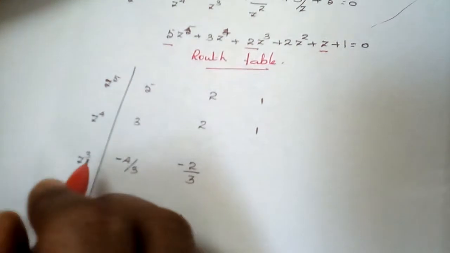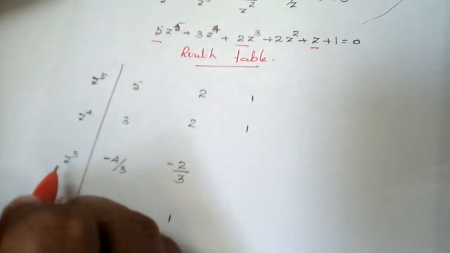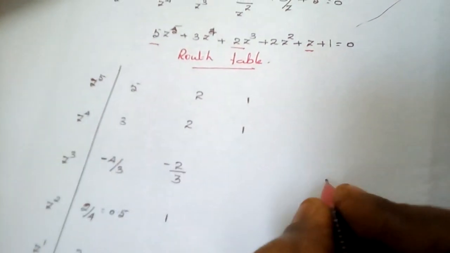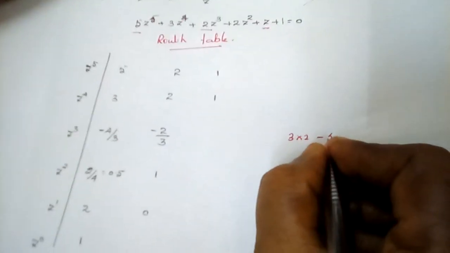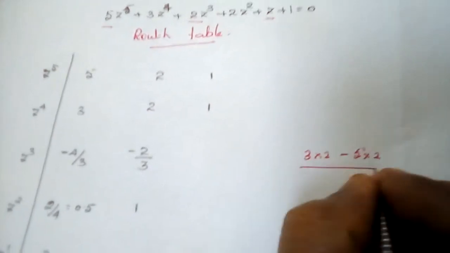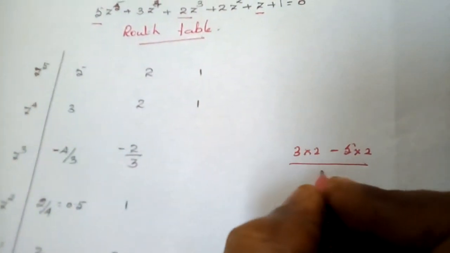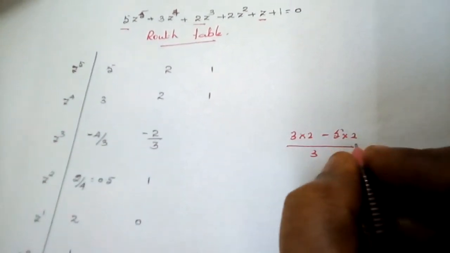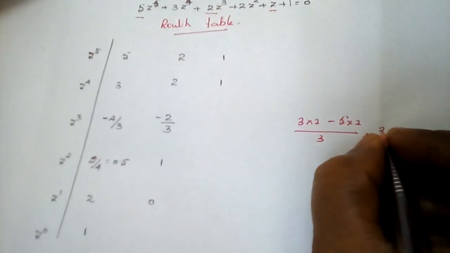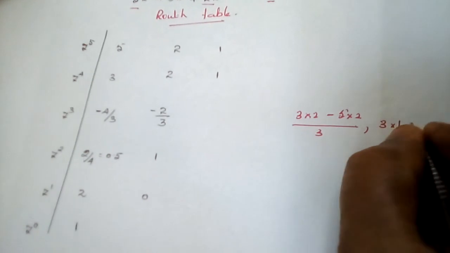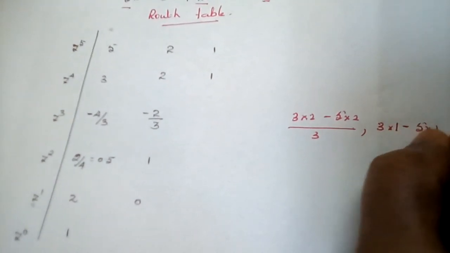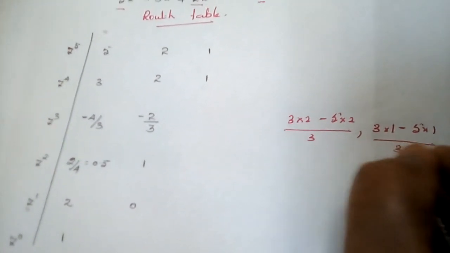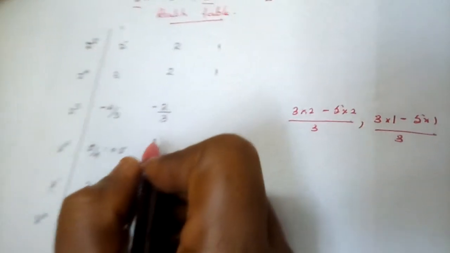And once again, I am constructing the other terms by cross multiplying the provided terms. For z cube, I am multiplying 3 into 2 minus 5 into 2, divided by the same term 3. I get the value as minus 4 by 3, and for the next term, 3 into 1 minus 5 into 1, divided by 3, I get this term as minus 2 by 3.